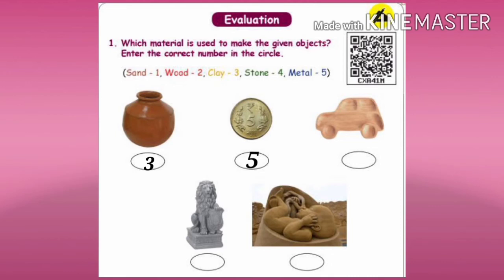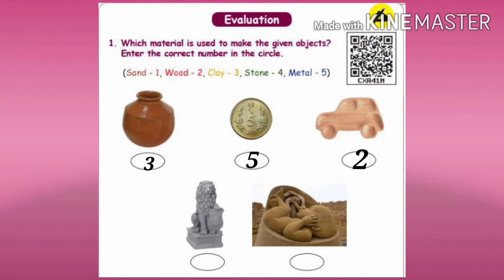Very good, children. So, next, what is this, children? This is a toy car. But this toy is made of wood. This is a wooden car. So, what number do we have to write? We have to write the number 2.